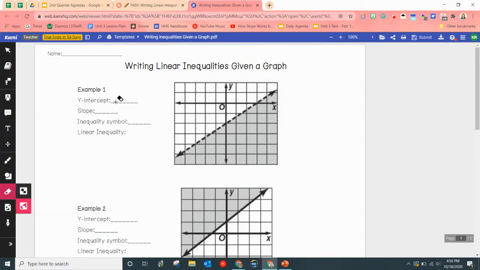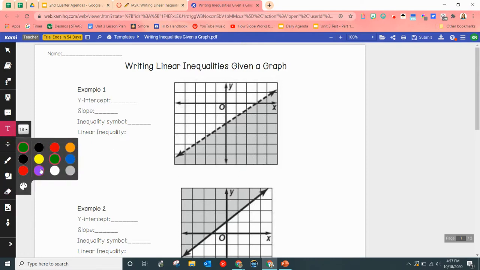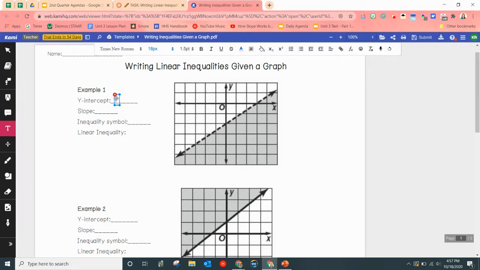The first thing we need to do is look at our inequality, and our goal is to get the inequality written out. It will say y is either greater than, less than, greater than or equal to, or less than or equal to, and we want it in mx plus b form. That's our goal at the end, to write the linear inequality. So the first thing you need to do, I'm going to use purple today, is figure out your intercept. You're going to look over here at the graph you've been given. We're given a graph and we want to come up with a linear inequality.